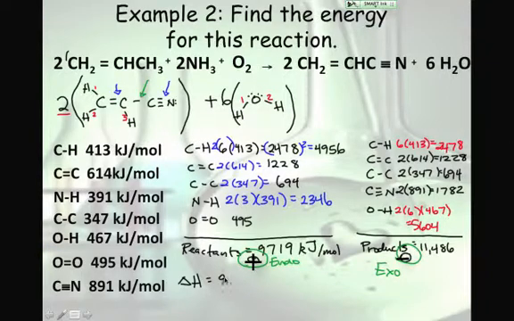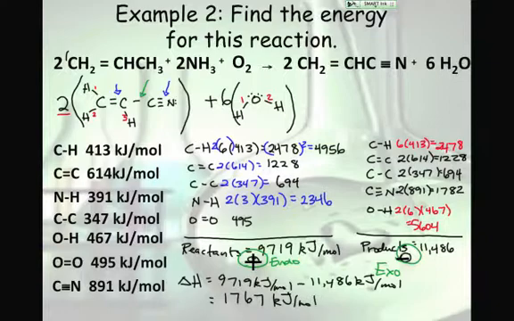So we do 9,719 kilojoules per mole minus 11,486 kilojoules per mole. And that total is 1,767 kilojoules per mole for this entire reaction. So that's how we calculate the bond energy, or the overall energy change in a reaction using the bond energies.